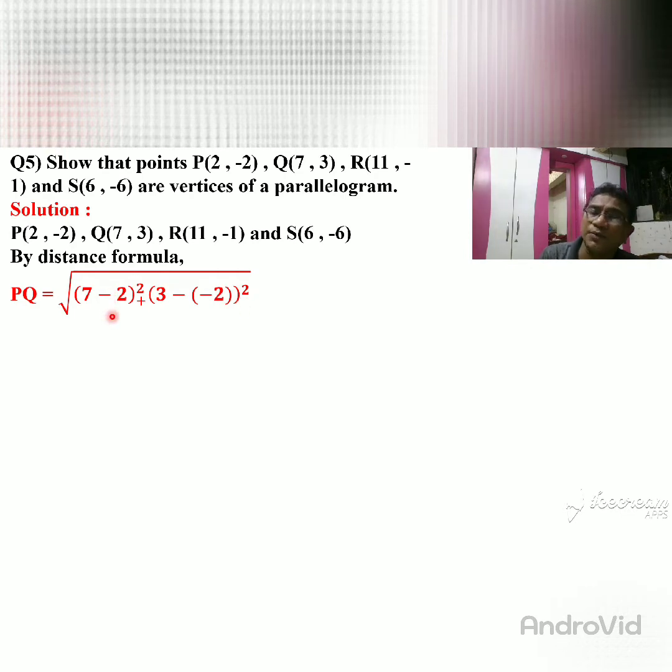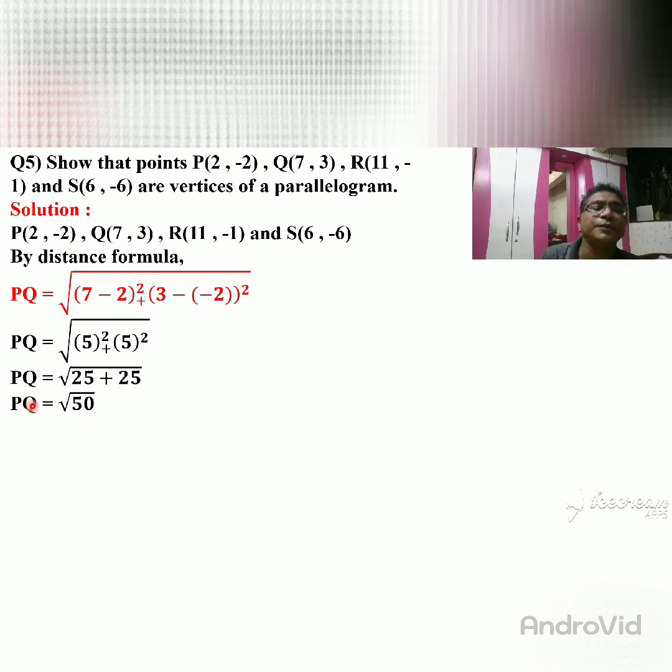7 minus 2, what remains? 5. So 5 square. 3, outside the bracket negative sign, so minus 2 becomes plus 2. So 3 plus 2, what do you get? 5. So here is 5 square. 5 square is 25. So 25 plus 25, what do you get? 50. So PQ square is equal to 50.